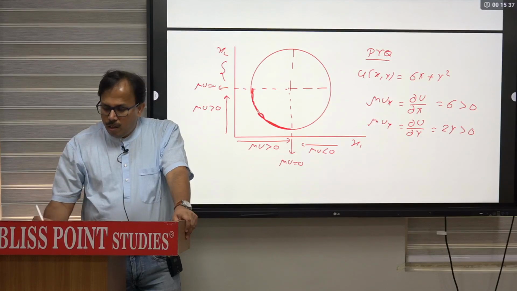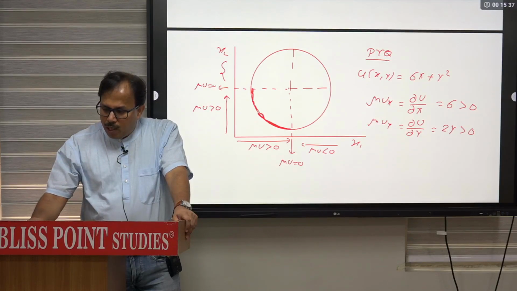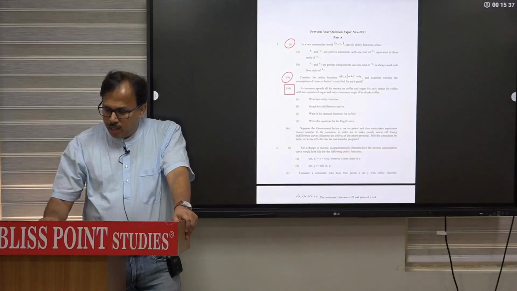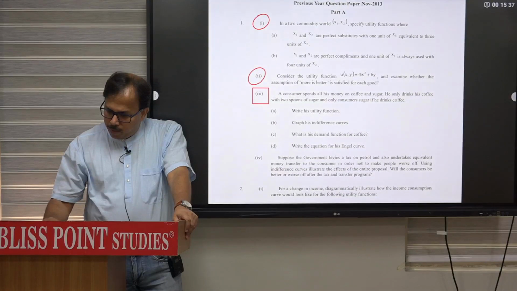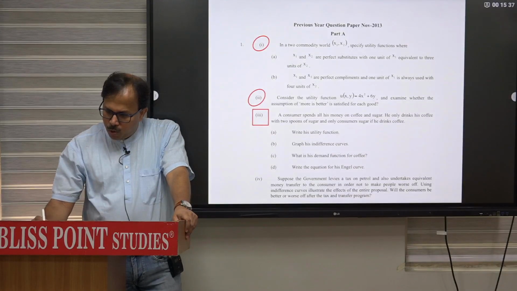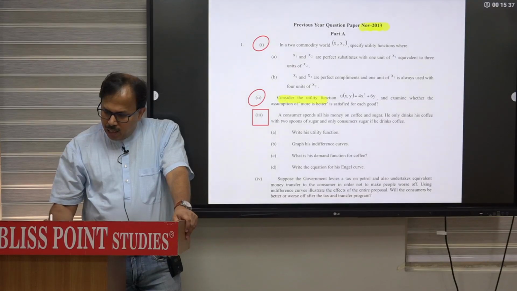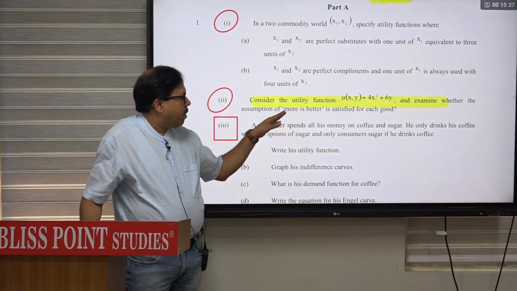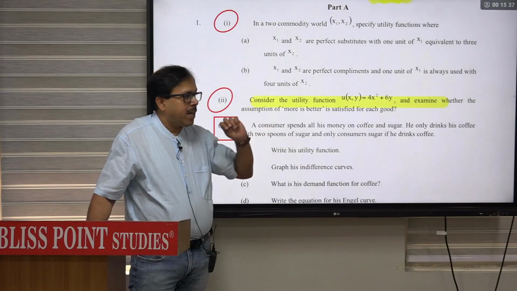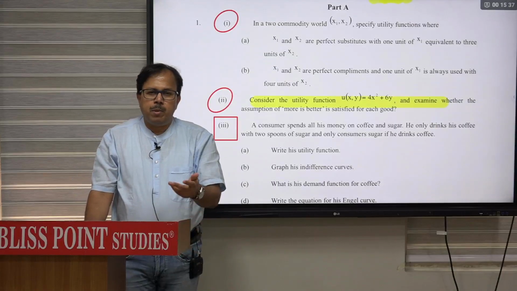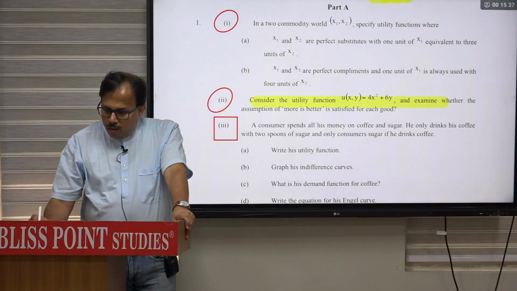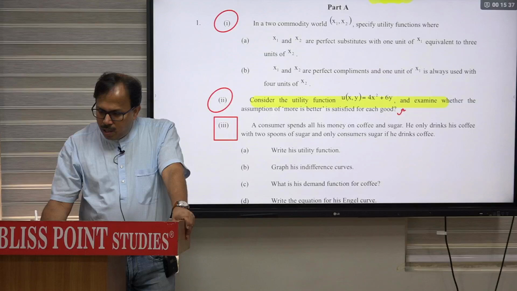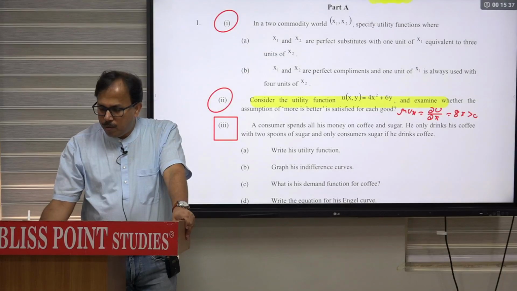Clear? So to check whether a function satisfies monotonicity or not, you check it like this. Let me give you some examples, like this question from past papers: consider the utility function 4x square plus 6y and examine whether the assumption of more is better is satisfied for each good or not. More is better is monotonicity. So given this function, you can calculate marginal utility of x by differentiating this function with respect to x. So that will become 8x, which is a positive number.